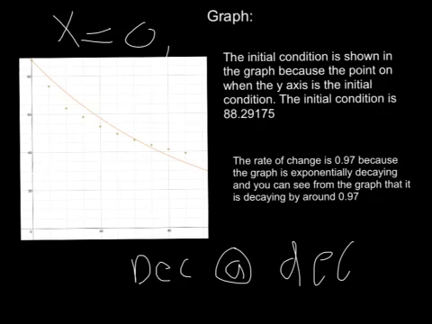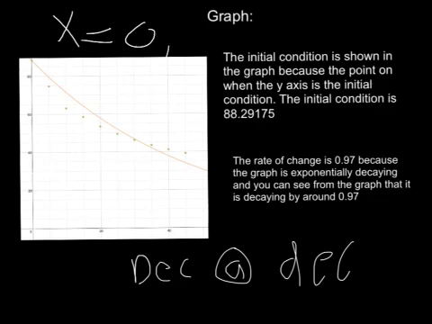If you look at 2 points in this graph and divide them by each other, you will get somewhere around 0.97. Because we're not in perfect math world, we're in a real life situation. You will get 0.97, and this shows that the rate of change is 0.97.